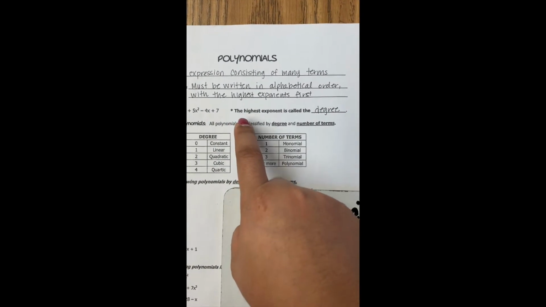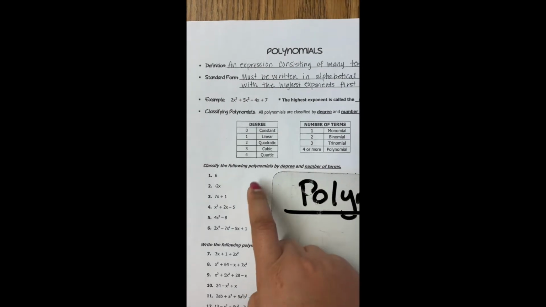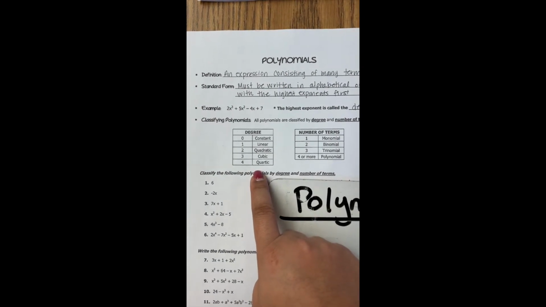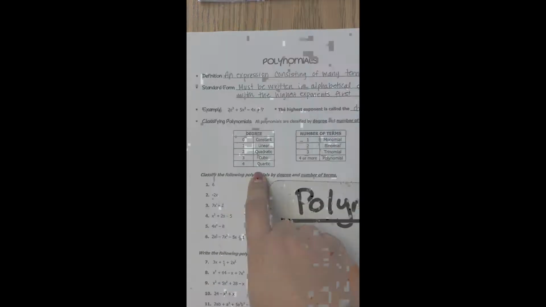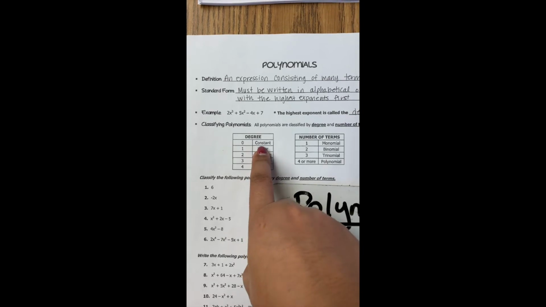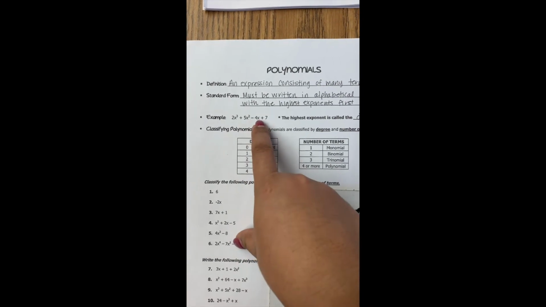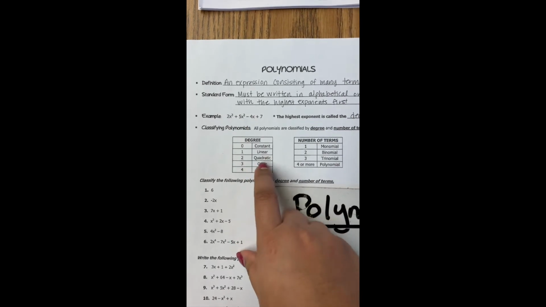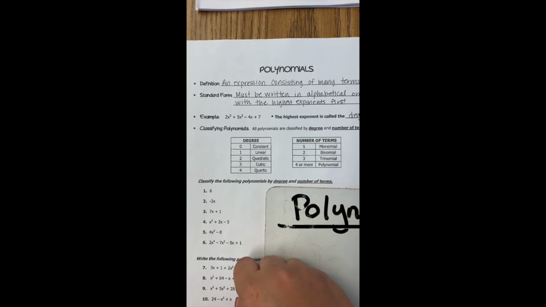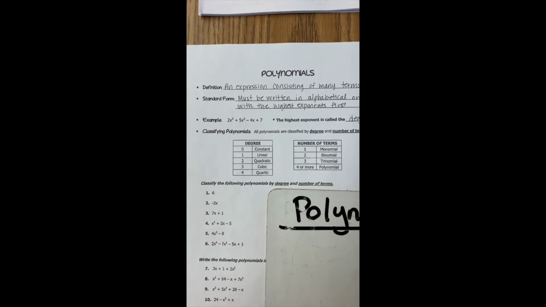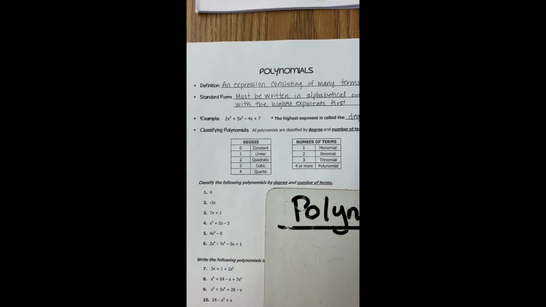By definition, the highest exponent is called the degree. This table shows the terminology for the degree. If your highest exponent is 0, you technically have a constant, like a 7. If it's a 1, which is right here, an invisible 1, it's called linear. If you have a 2, it's quadratic. If you have a 3, it's cubic. And if the highest exponent is 4, it's called a quartic.